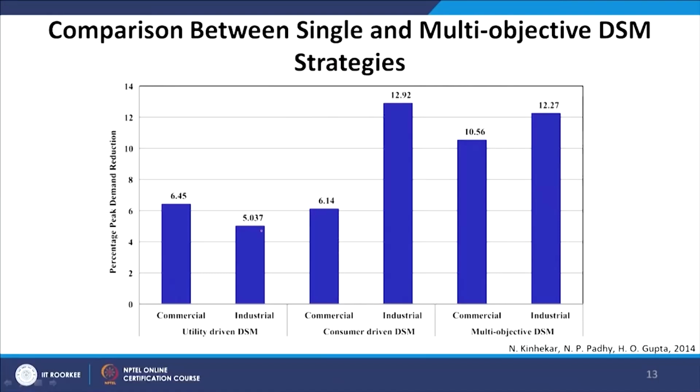Now, we can very quickly see that for the utility driven, for commercial the peak reduction is close to 6% and it is 5% in case of consumer driven, it is 6% and 12%. When you have a multi-objective DSM, it is close to 10% and 12%. But nevertheless, in each and every case, whether it is utility driven or customer driven or multi-objective, there is certainly a benefit of peak reduction.